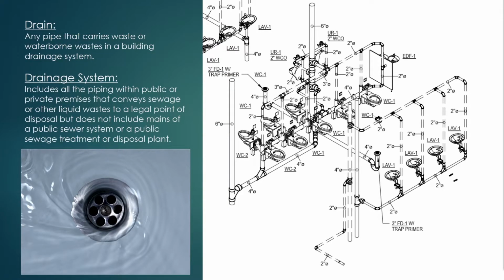Next, we have a drain. This is any pipe that carries waste or waterborne waste into a building drainage system. And then your drainage system includes all the pipes within a public or private premises that convey sewage or other liquid waste into a legal point of disposal, but does not include the mains of a public sewer system or public sewage treatment or disposal plant. So the drainage system is everything that is on the building side. So that excludes anything public utility. In your drain, that's going to be in your sinks, in your toilets, basically anywhere that will remove the wastewater.